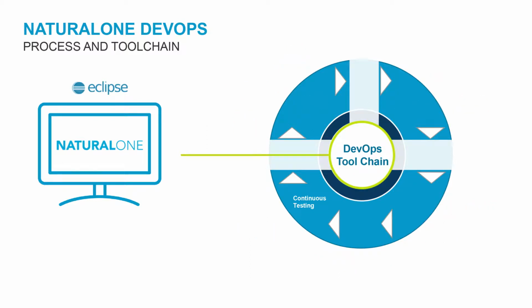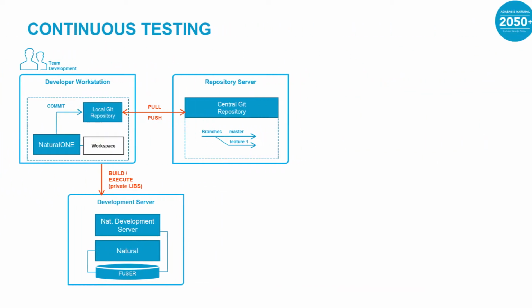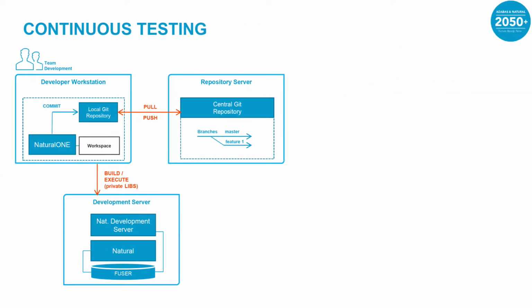Let's take a detailed look at this part of the process, specifically how we can create unit tests and add them to a DevOps process with NaturalONE. The NaturalONE development environment is used to implement natural applications. NaturalONE connects to a natural development server to build and run the application.